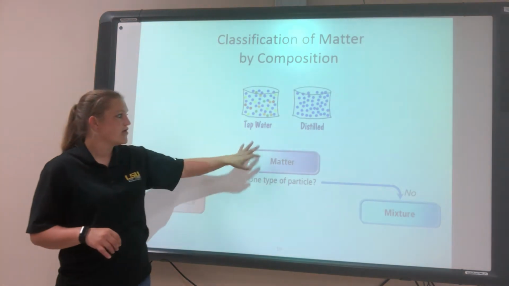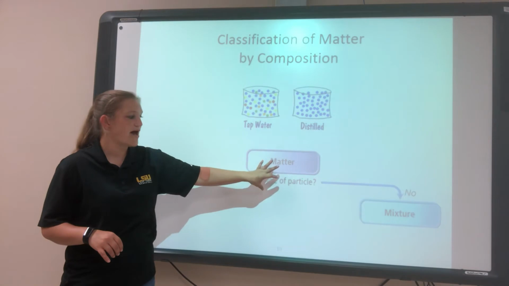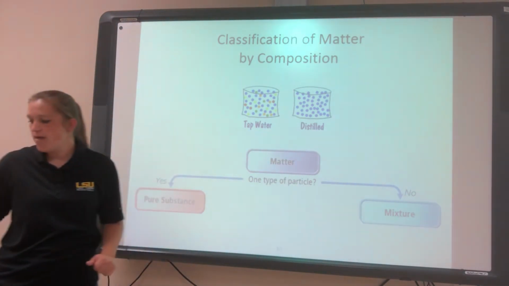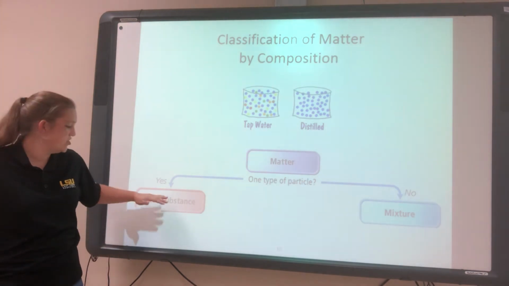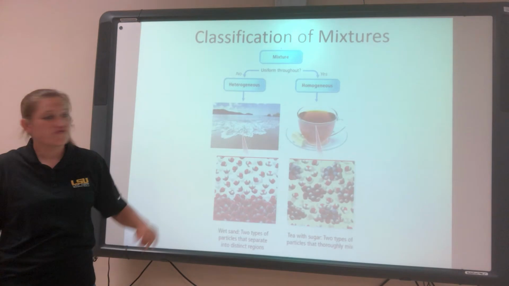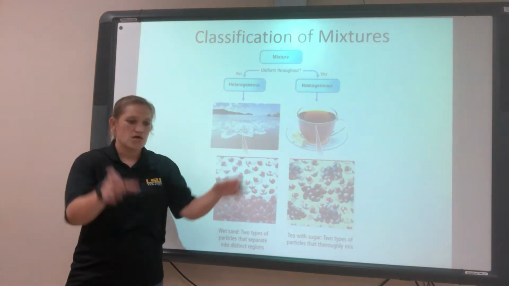So here we are going to use two examples, tap water and distilled water, and we're going to talk about what type of matter it is. Is it a pure substance or a mixture? And then on the next two slides, we'll say if it's a pure substance, it has two different subcategories, and if it's a mixture, there's two separate subcategories. So we're kind of making a little flow chart.